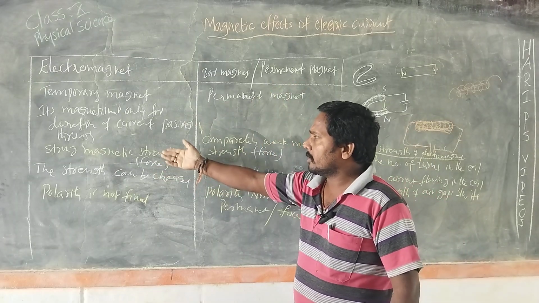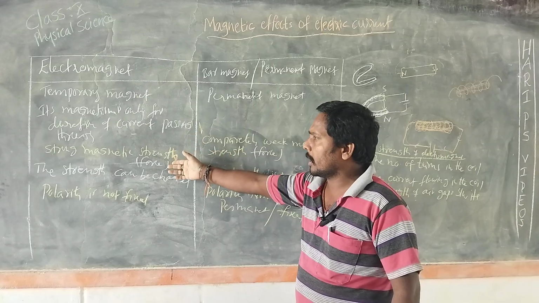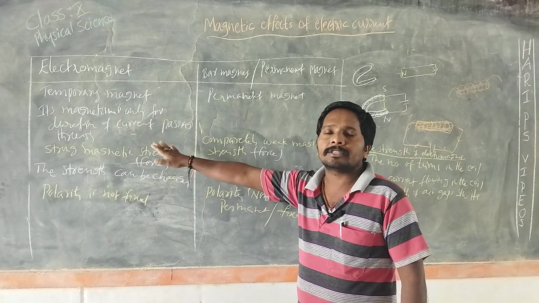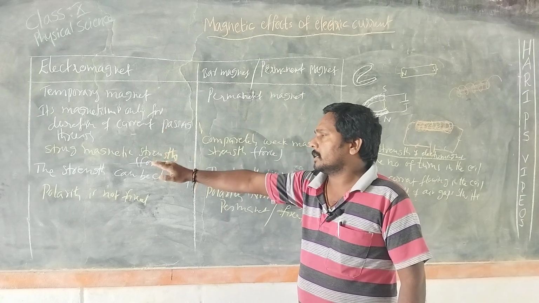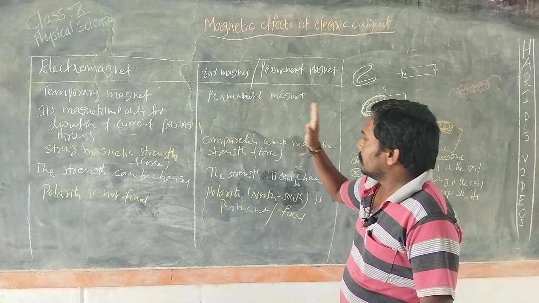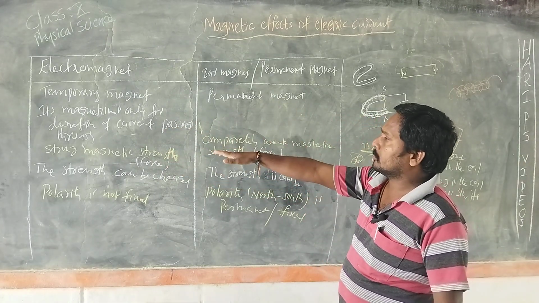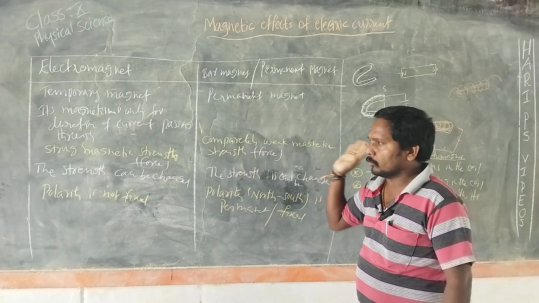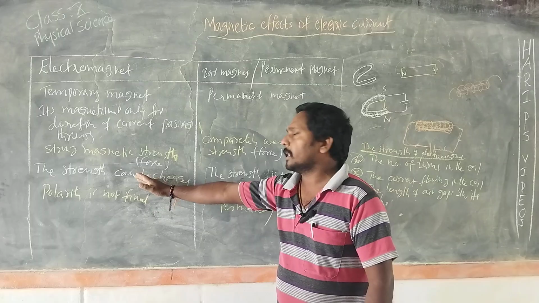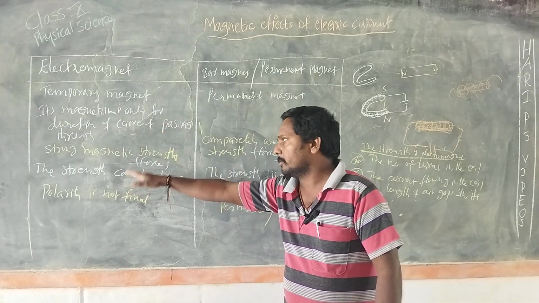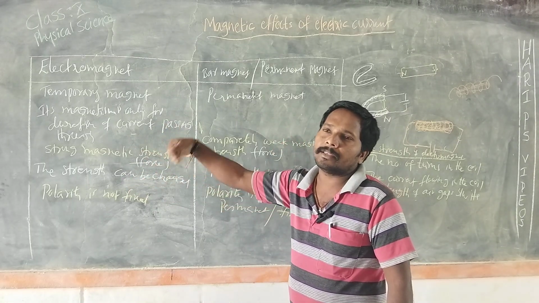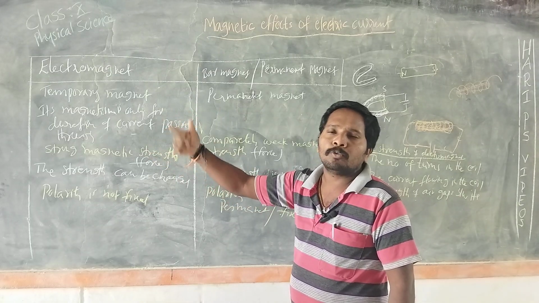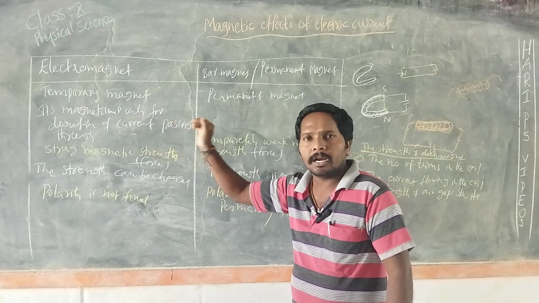Then the strength of the magnetic field or magnetic force of a bar magnet is weak when compared with the electromagnet, which has strong magnetic strength. The strength of a permanent magnet cannot be changed. The strength of an electromagnet can be changed by changing the number of turns in the coil and the amount of current flowing in the coil.